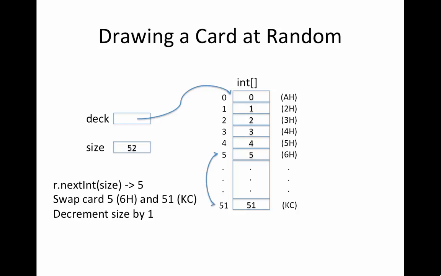What we're going to do now, remember that 5 is actually the 6 of hearts, is swap the card at position 5 of the array with the last card, which is 51, the king of clubs. And we also need to make sure that we decrement the size by 1, so that we can no longer draw the last card of the deck. As you can see, we just made this swap. So now position 5 of the array has the value 51, position 51 of the array has the value 5, and the size is 51, which means that we can no longer draw the card 5.